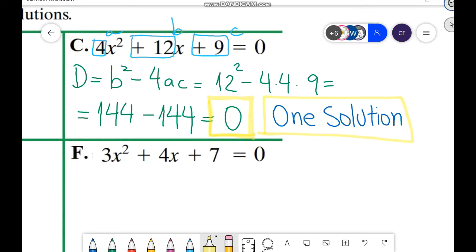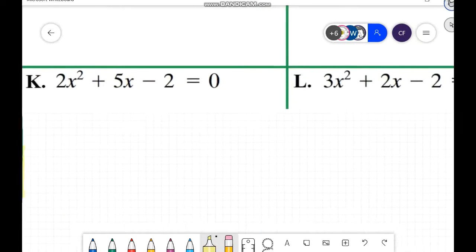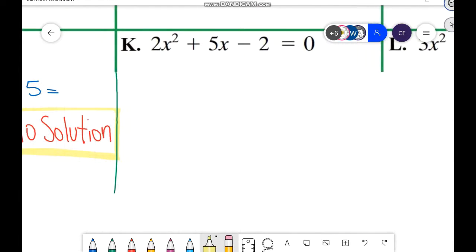Now let's get back to Jacob. Jacob asked for K. Let's go back to the bottom. K. Find A, B, and C.